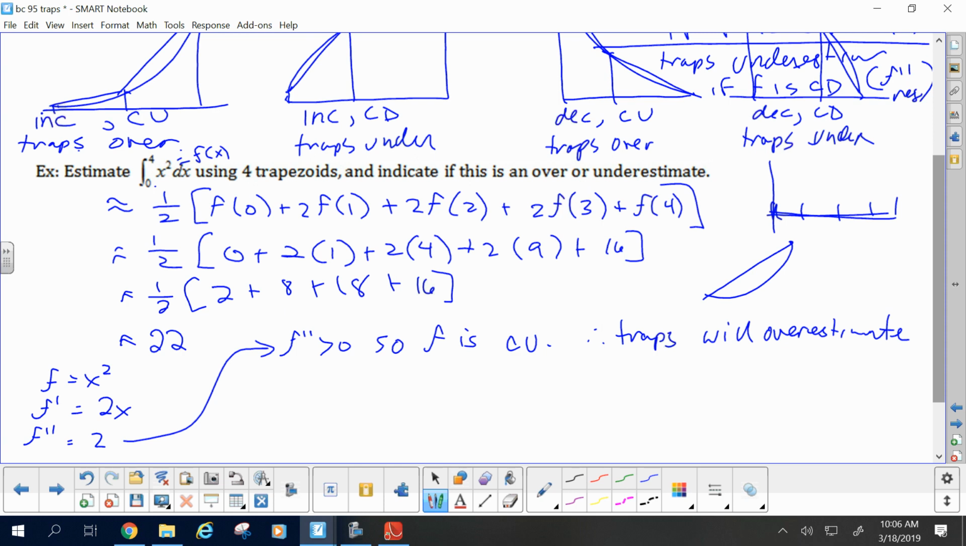Now we could actually verify that by integrating and see that our estimate of 22 is coming in too high. I think that's what the homework has you do. That should be good for today. I'll do the rest of the notes tomorrow. All right.